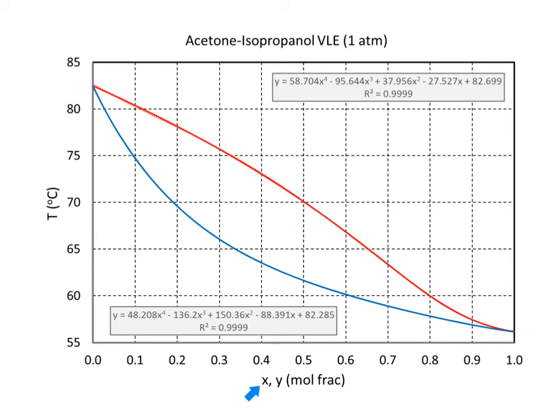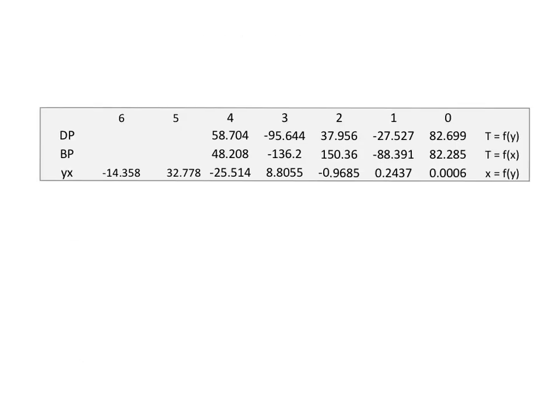That's why this axis here is both liquid and vapor phase mole fractions. So the dew point curve is for the vapor phase. The liquid phase is represented here by the bubble point curve, and that's also fit pretty well to a 4th order polynomial, which is shown here.